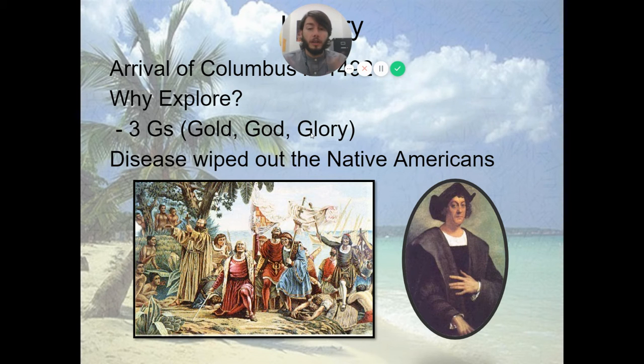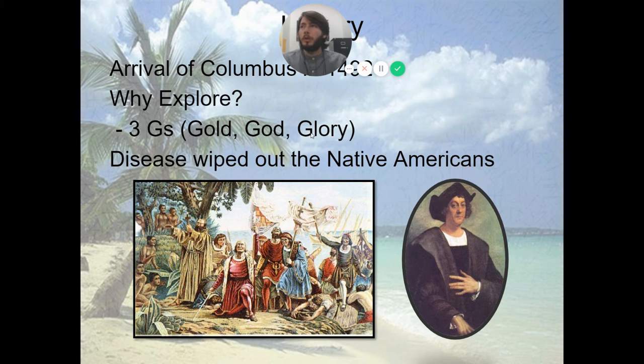Columbus arrives in the New World in 1492. He sails for the Spanish crown. He is actually Italian, but he was hired by the Spanish to discover a new trade route to China and India. And he thought that if you just sailed west of Spain, you would wrap around and you would end up in China or India.